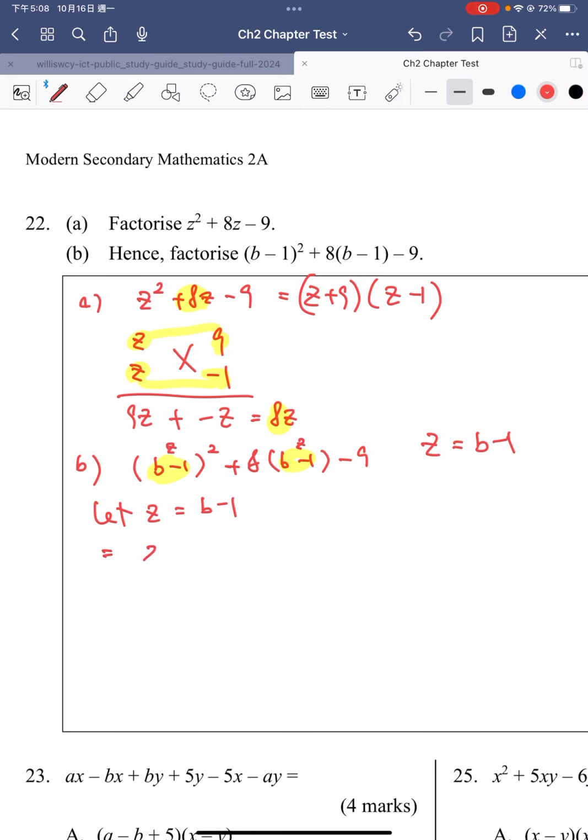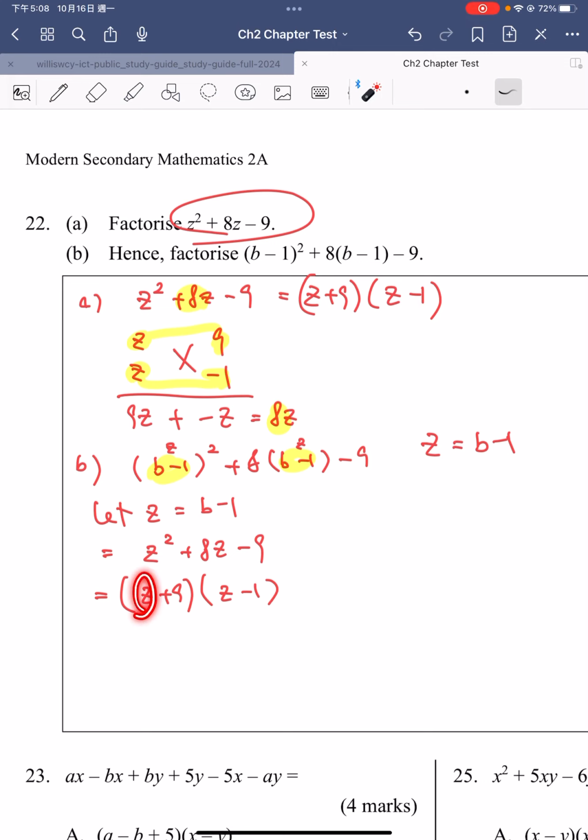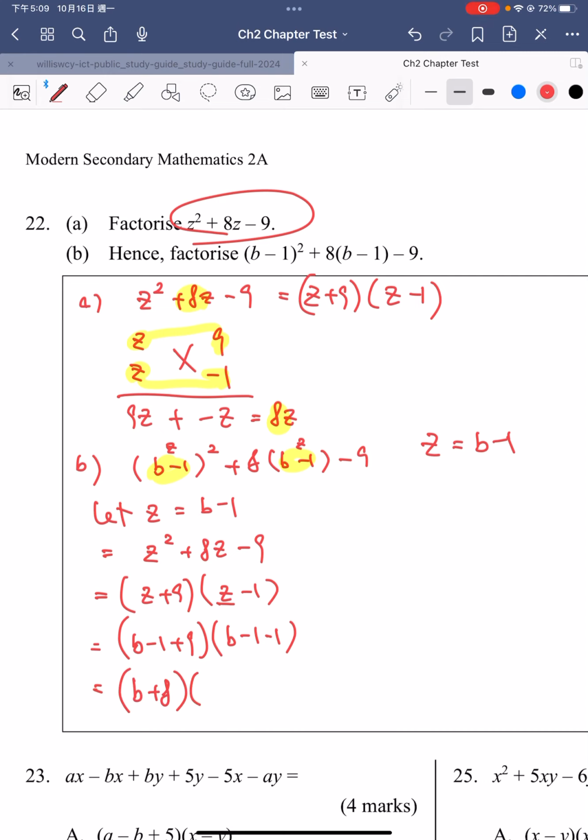So now we can write it as z squared plus 8z minus 9. Then we can use our first part answer to get z plus 9 times z minus 1. But actually, what is the meaning of z? Z is actually b minus 1, so we just put it back in. So we have the b minus 1 plus 9. Then the z is equal to b minus 1, isn't it? So b minus 1 minus 1 again. So using a calculator, minus 1 plus 9 will give you positive 8. So we have b plus 8 times b minus 1 minus 1 gives you minus 2. So we have b minus 2. So that's for question B.